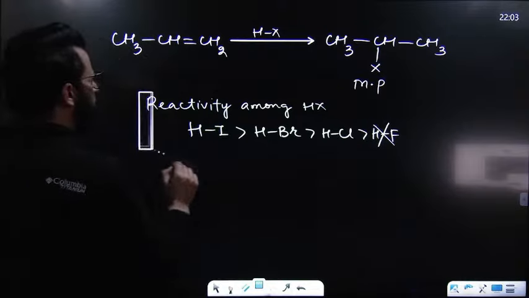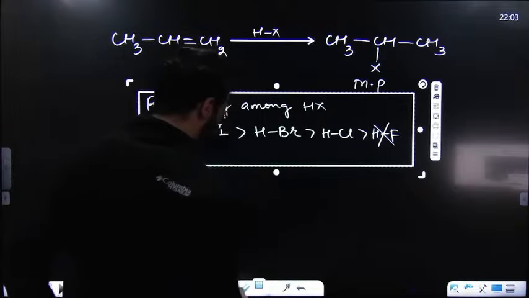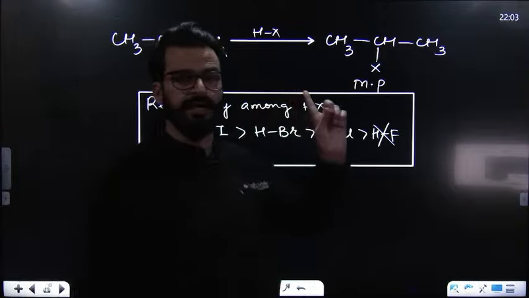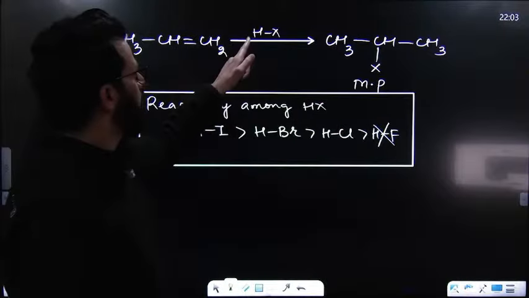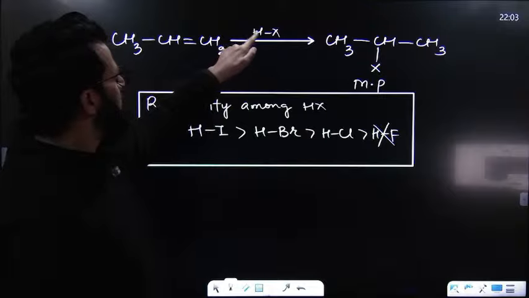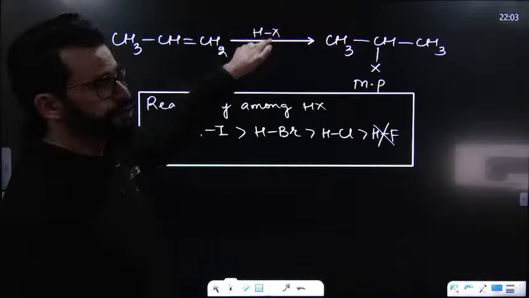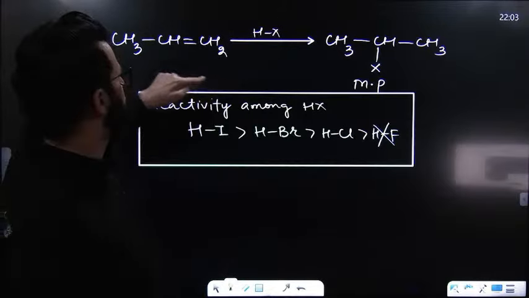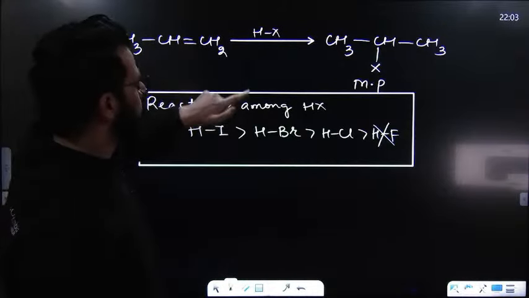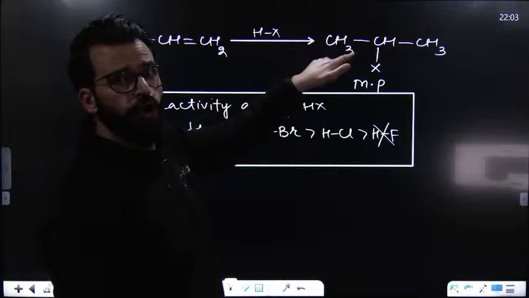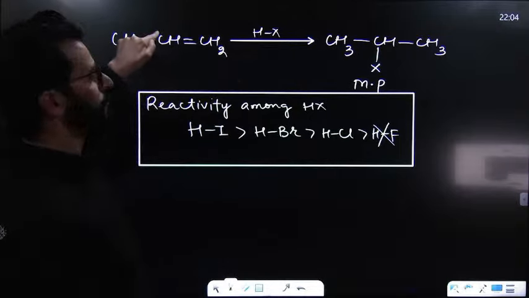Am I clear till now, my dear students? Similarly, if you use here H2SO4, then H will go to this, and HSO4 minus, or OSO3H minus, the negative part, will go to this. Similarly, if you use H2O, H will go to this and OH will go to this.